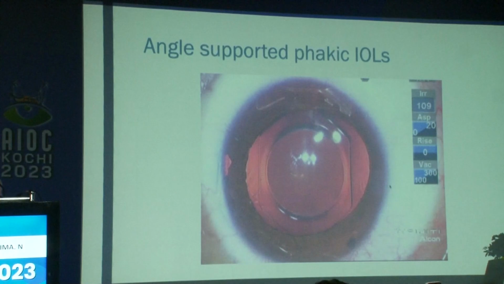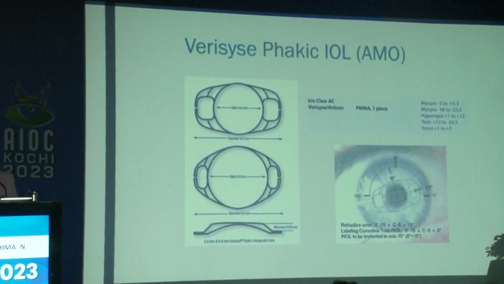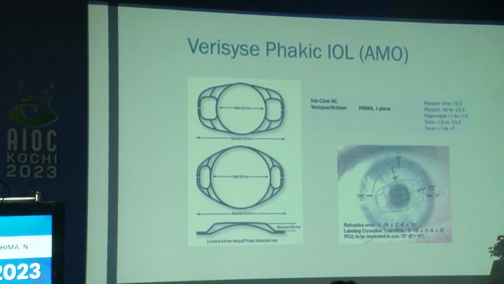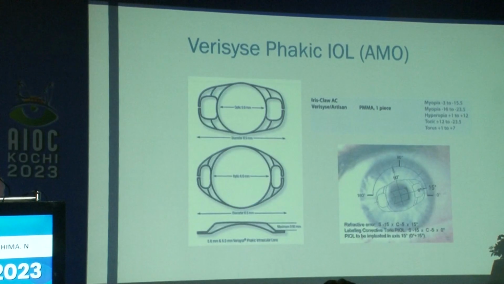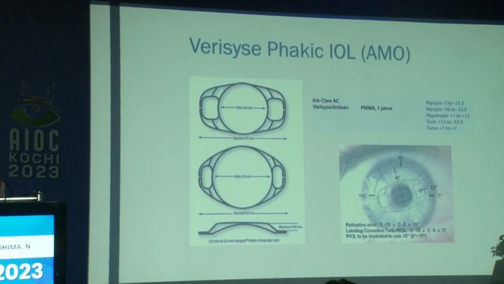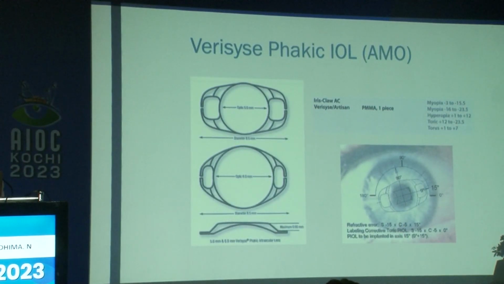This is just an image. However, they are no longer in use in any part of the world. However, the iris-fixated ones are quite popular in a lot of European countries. In the UK, they are the phakic intraocular implant of choice when they are going for a phakic IOL. This is an FDA approved Verisyse phakic IOL, commonly called the Artisan lens in Europe.